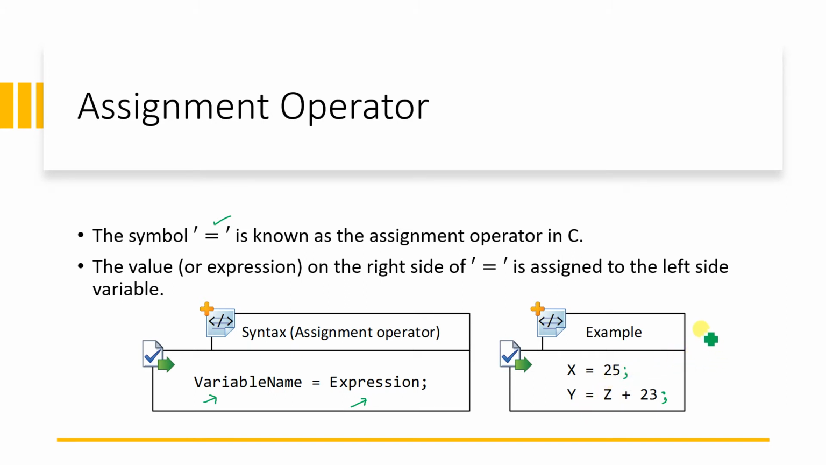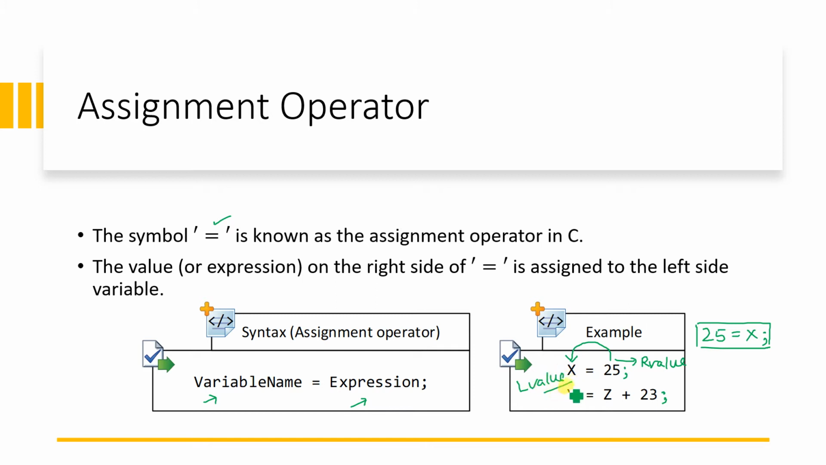Remember, we cannot write something like this: 25 is equal to x. This is not the way we write in the C programming language, because every time the right side value is assigned to the left side. That's why the left side of an assignment operator must be a variable. The right side value is sometimes called the R value, and the left side value is sometimes called the L value.